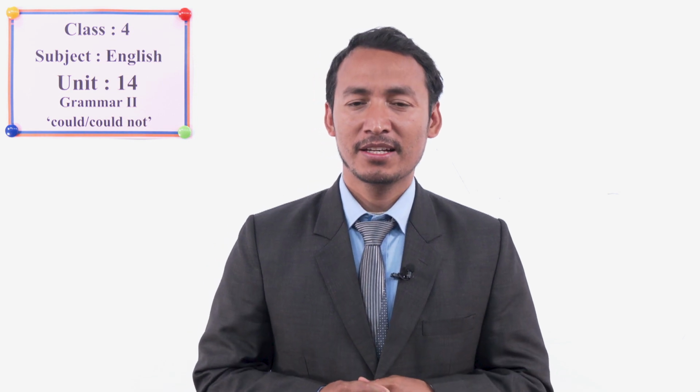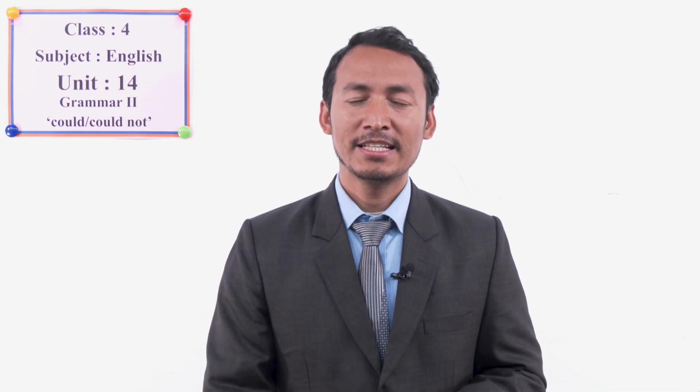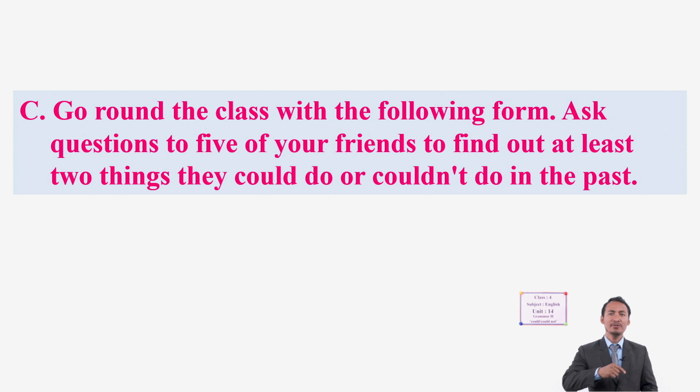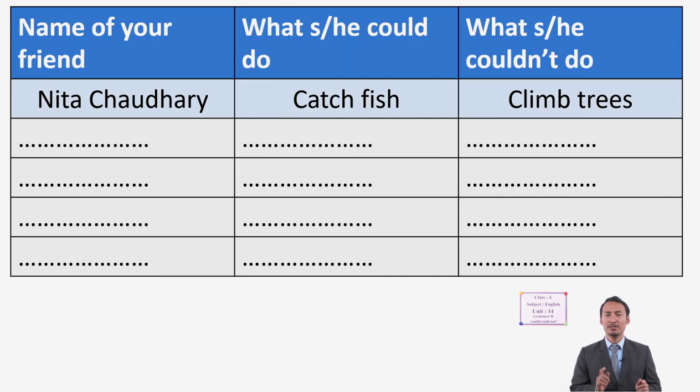Okay, students, so we have completed this exercise B, and now we are going to look at exercise C here. So let's have a look at this exercise. Go around the class with the following form. I'm going to show you the form. Ask questions to 5 of your friends to find out at least 2 things they could do or couldn't do in the past. So let me show you the form. You have to ask 5 things that they could do or they couldn't do.